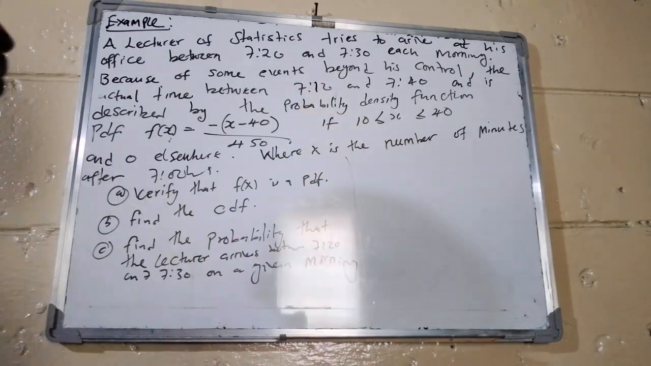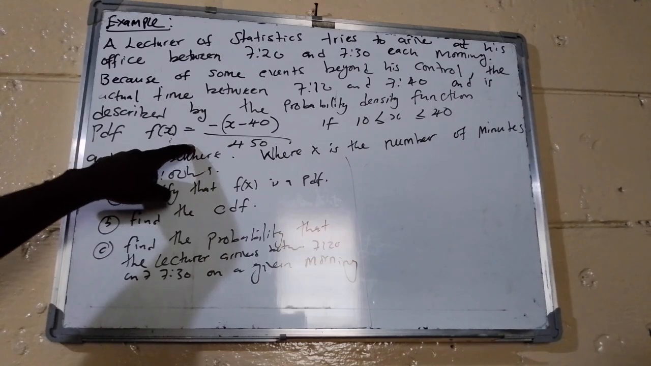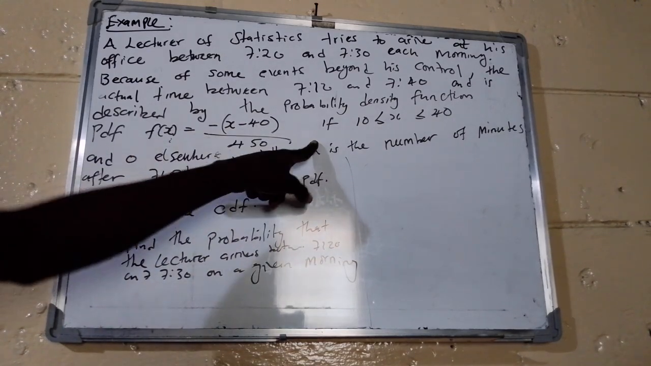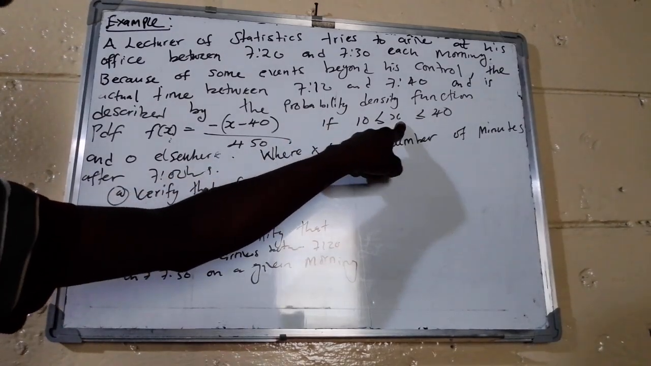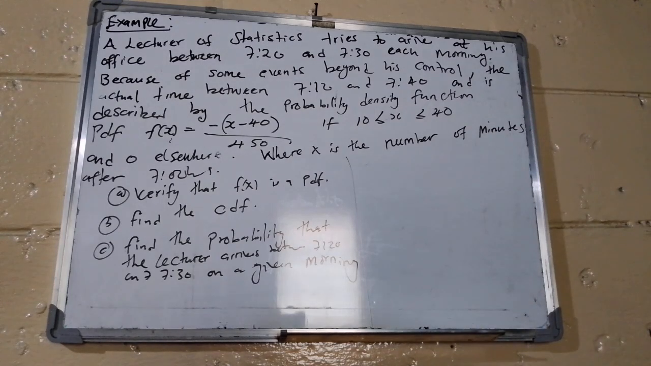The actual time is between 7:10 and 7:40 and is described by this probability density function, where we're being told that f of x is equal to negative of x minus 40 over 450 if 10 is less than or equal to x and x is less than or equal to 40. Basically, that is the interval of x, what x can take up. It can take up 10, meaning 7:10. It can take up 11, meaning 7:11. It can take up 12, meaning 7:12, up to until we reach 7:40.